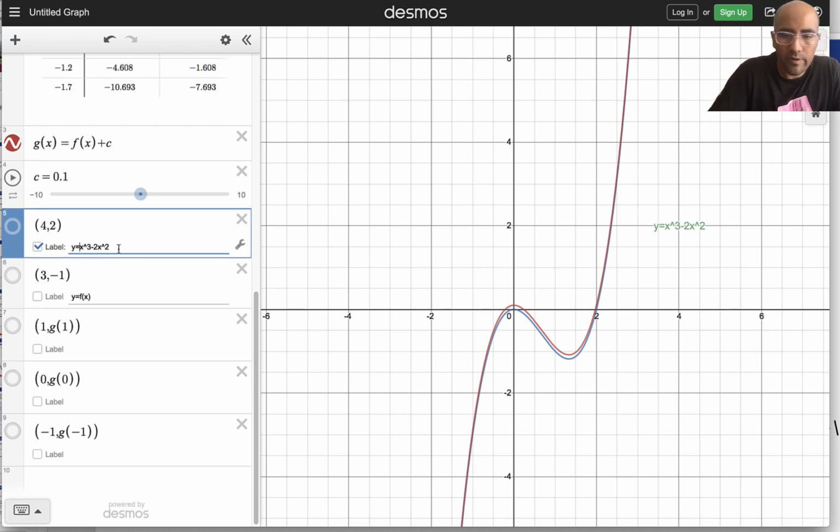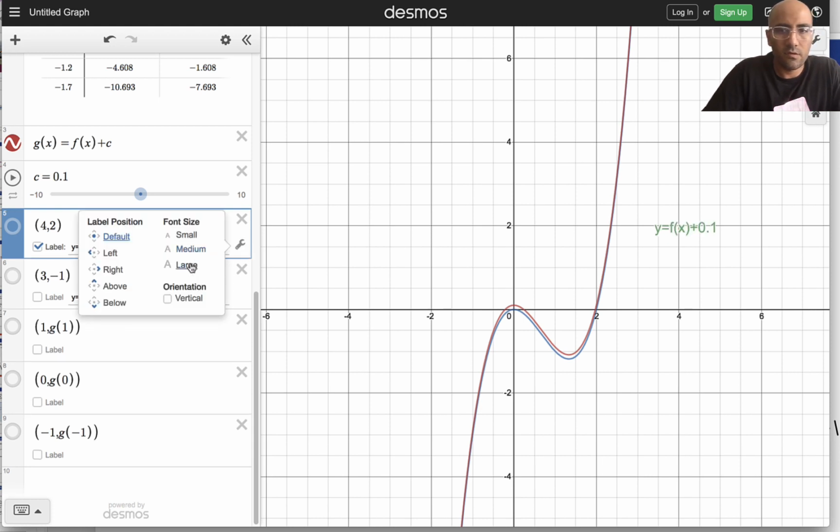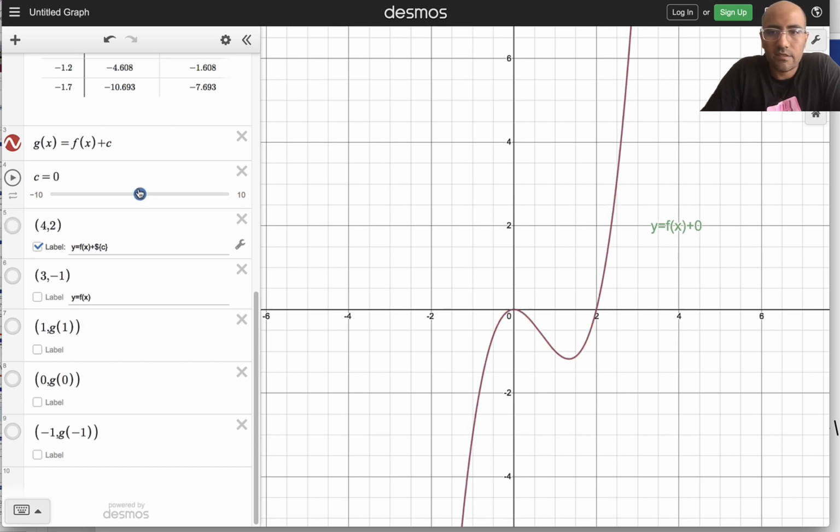So there's my regular f of x. Well, actually, I guess I just put f of x. F of x plus, and this curly brackets and c, close curly brackets. There we go. Let's make it large. Okay, so here is our value c.